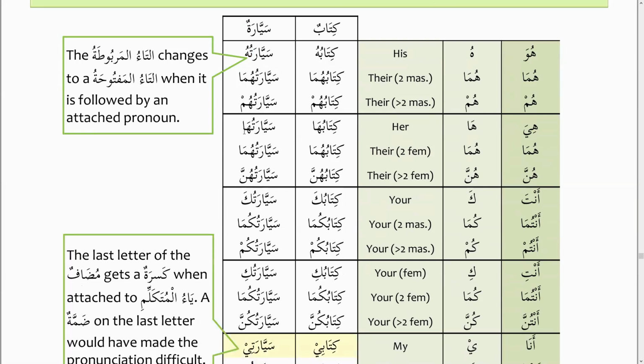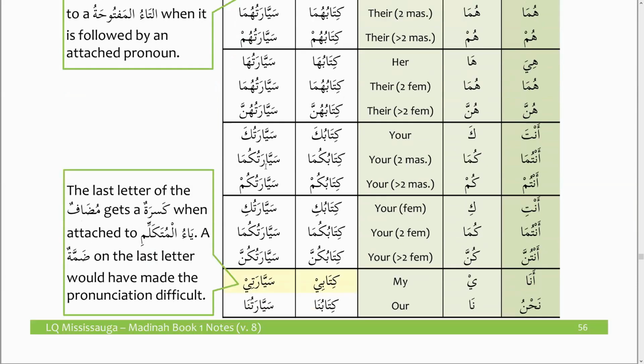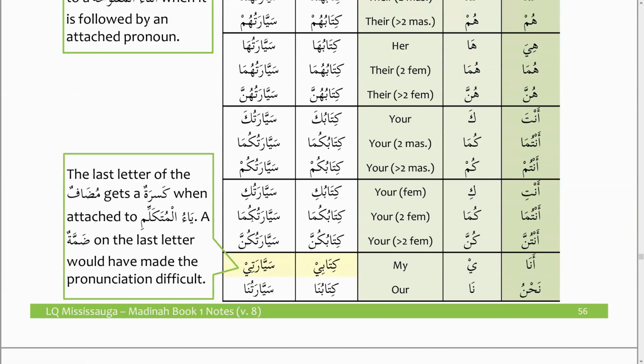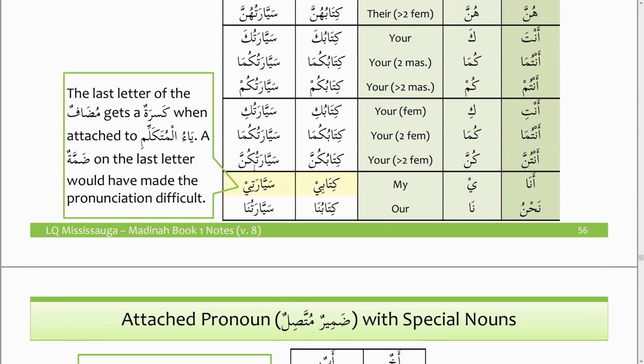Her car, sayyaratuha, sayyaratuhuma, sayyaratuhunna. Sayyaratuka, sayyaratukuma, sayyaratukum. Sayyaratuki, sayyaratukuma, sayyaratukunna. Sayyarati, sayyaratuna. Right? And because of ya mutakallim, before that you have to give a kasra. This is actually kitabi. We talked about this before.